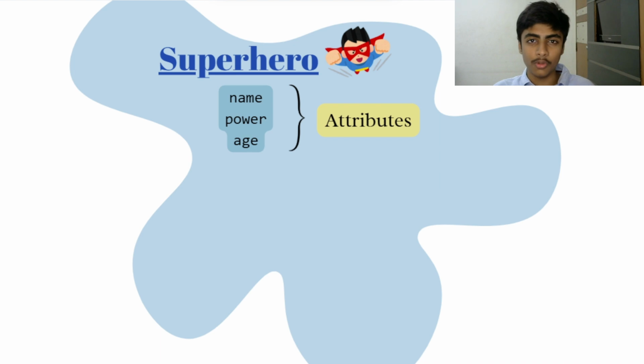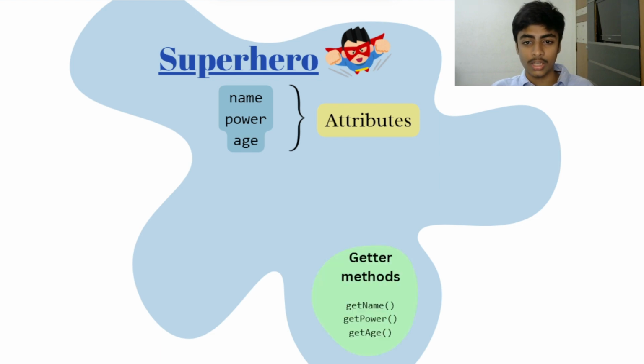Now let's also add a few methods, right? Let's add a few setter and getter methods. Now first I need to add getter methods to display the name, to display the power, and to display the age. So let's add a few getter methods for that. And these would look something like this. So I have a getName method, which would return the name, a getPower method, which would return the power, and a getAge method that would return the age.